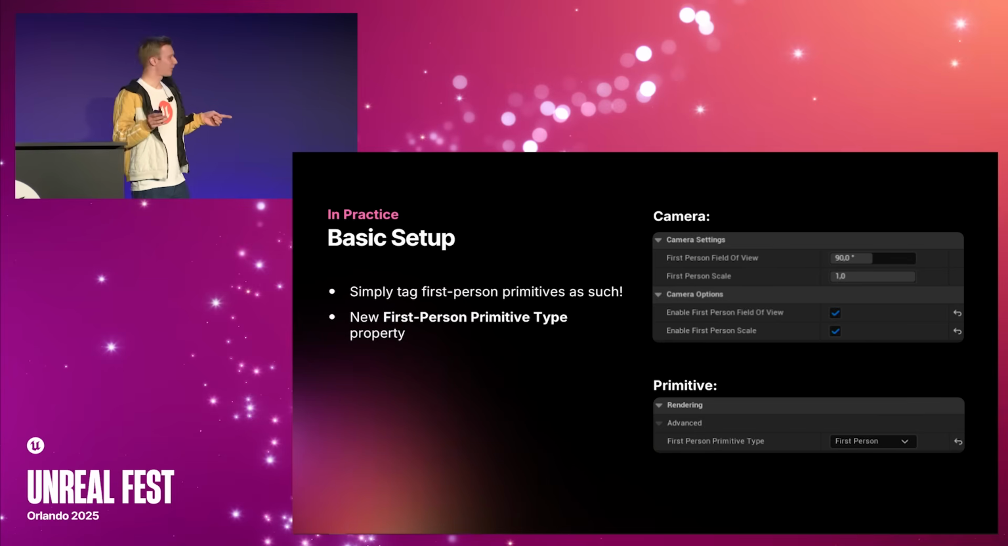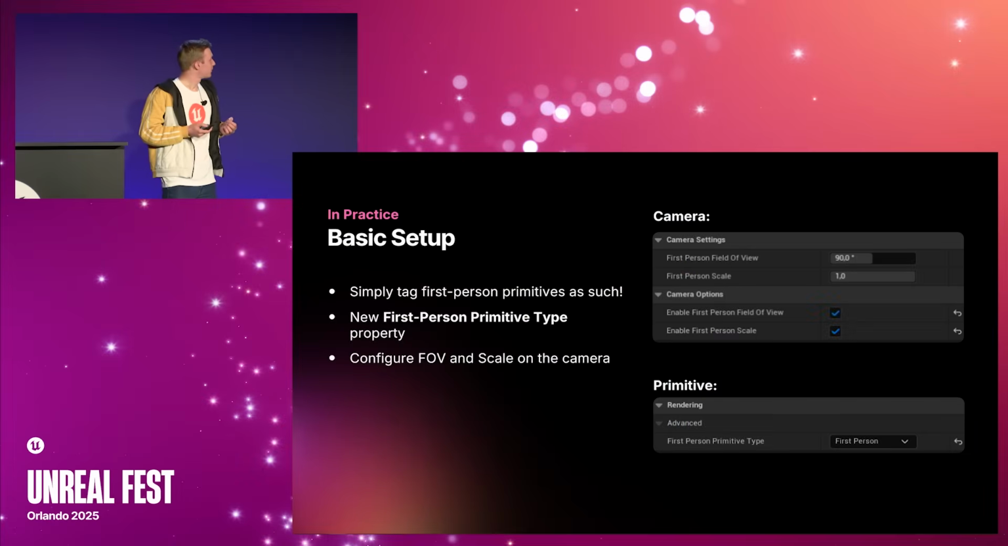I'm not super happy with that naming, but you know, it's a recurring theme. Naming things is very hard. It made the most sense to me at the time, really. And that one you should use for the mesh that you use to cast shadows and the one that's visible in reflections. Then next up, you want to configure the field of view and scale on the camera.